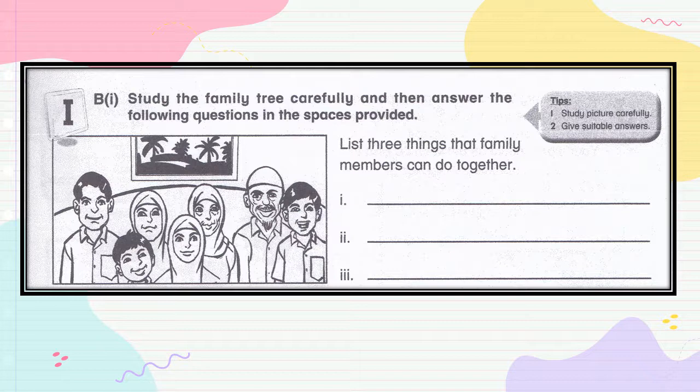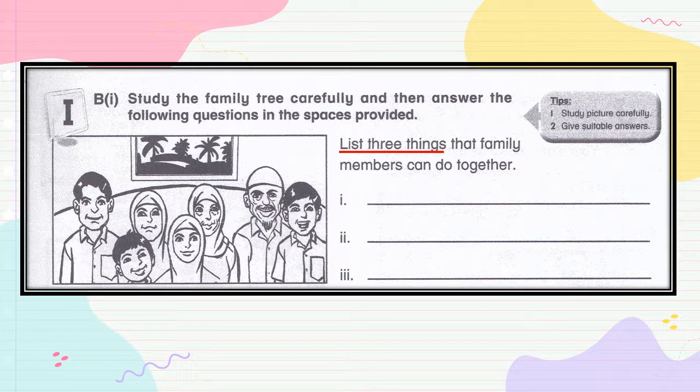First, let's look at question B1. Study the family tree carefully and then answer the following question in the spaces provided. List 3 things that family members can do together. You have to list 3 things that family members can do together. Can you find the answers? What can we do together as a family?